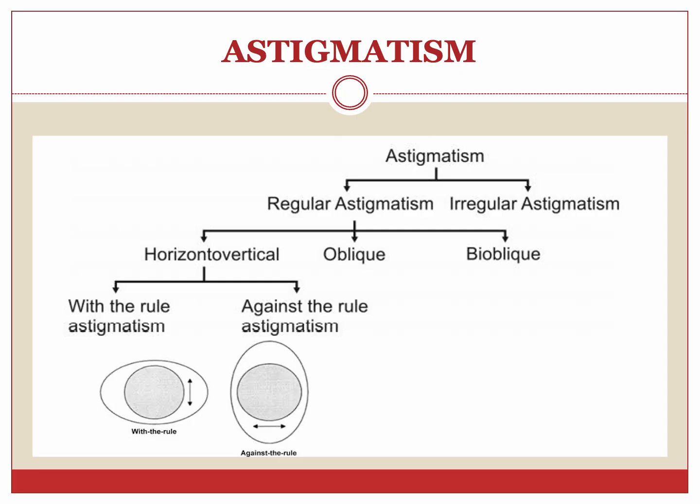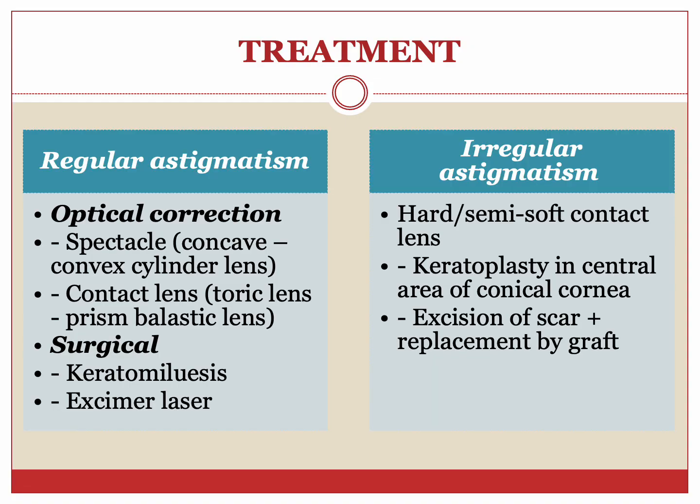So there are different types of astigmatism. One is regular, another is irregular. In regular, we have horizontal-vertical, oblique, and bi-oblique. In horizontal-vertical, we have with-the-rule astigmatism and against-the-rule astigmatism. For the treatment of regular astigmatism, we can correct it either medically by giving optical correction or surgically. In optical correction, we give spectacles like concave or convex cylindrical lenses, and contact lenses like toric lenses, and in surgical we use keratomileusis and excimer laser.